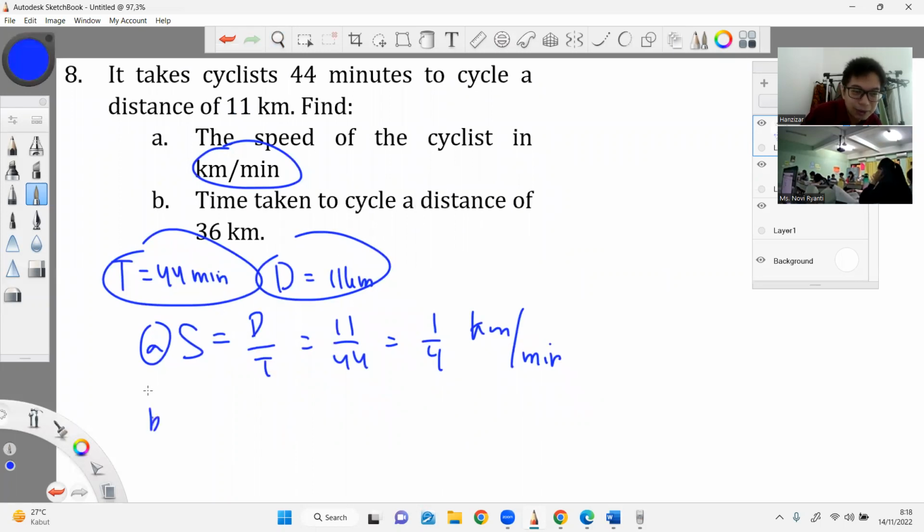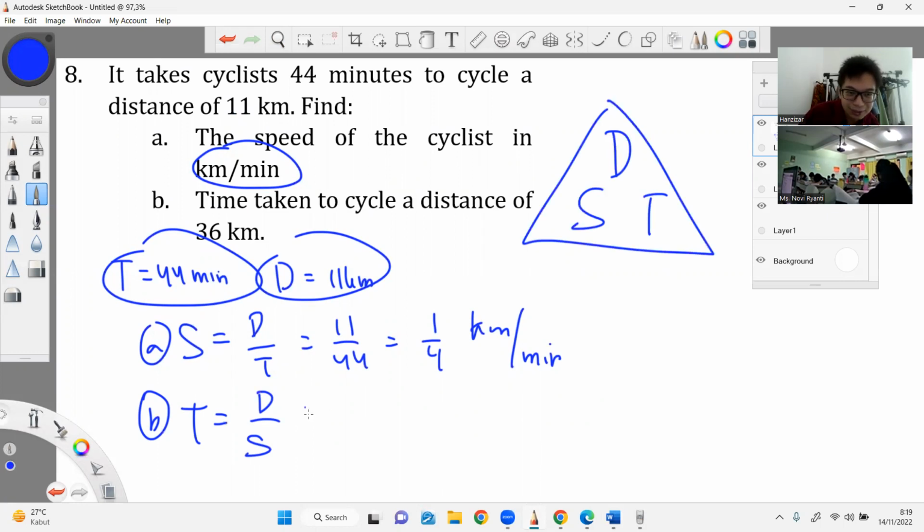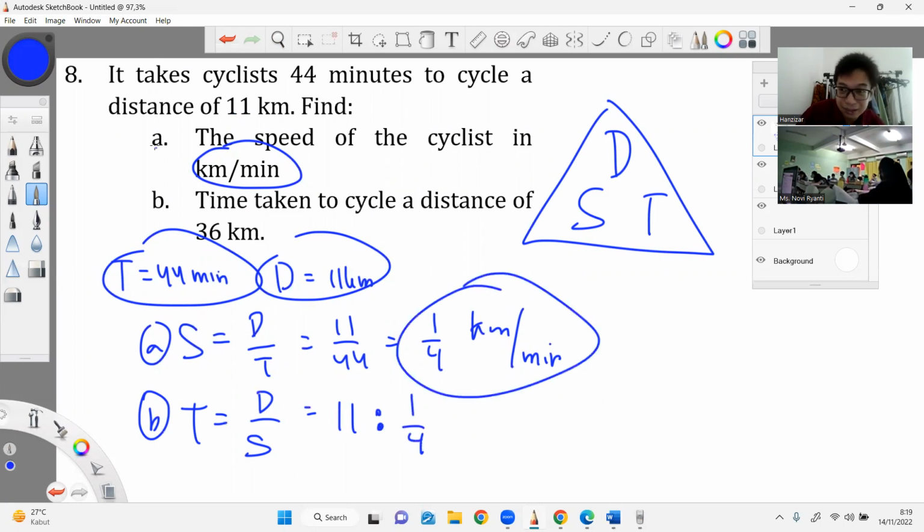Question B, find the time taken to cycle a distance of 36. So time is distance over speed, right? The speed triangle is this. This is a nested question. Nested question means it requires you to answer question A first, then we can do question B. Okay, so 11 times 4 over 1.